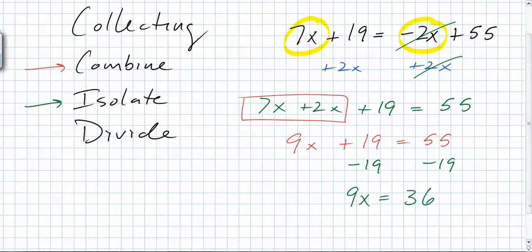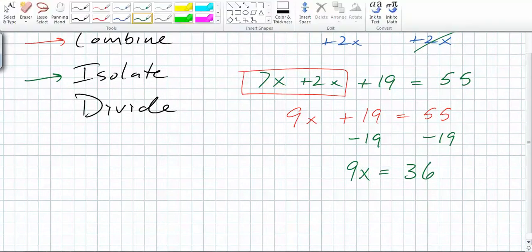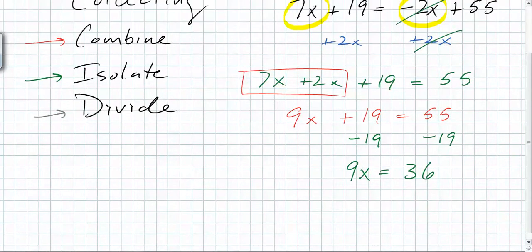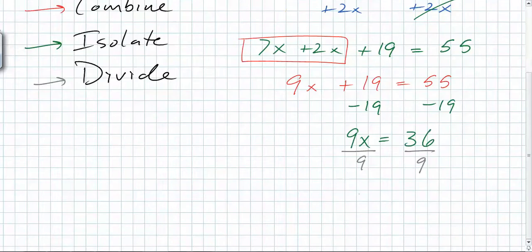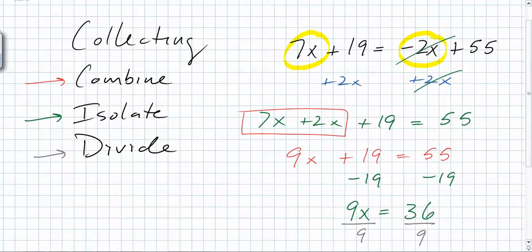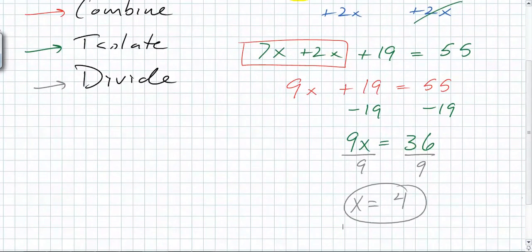Now we need to divide. In this case, we're dividing because we need to, again, isolate x. X is not quite alone because it has this 9 in front of it. So we're going to divide both sides by 9. We end up with x is equal to 36 over 9, which is 4. So again, we've collected our variables on one side, we've combined them, we've isolated, we've divided, leaving us with a final answer of x equals 4.